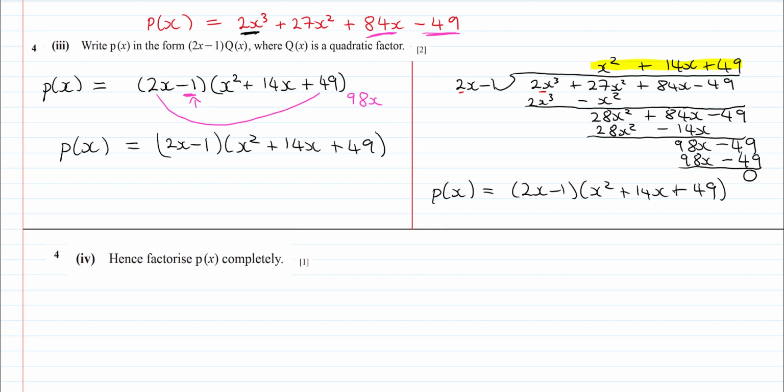So for part 4 then, we have to factorize p of x completely. So we know that p of x, well, it's going to be equal to 2x minus 1 times that quadratic factor, which I'll just highlight here in yellow, that we found in part 3. So we just need to factorize that x squared plus 14x plus 49 completely, and well, x squared plus 14x plus 49 factorizes to x plus 7 all squared. Okay, so that finishes question 4.